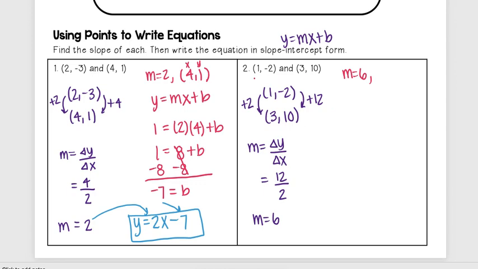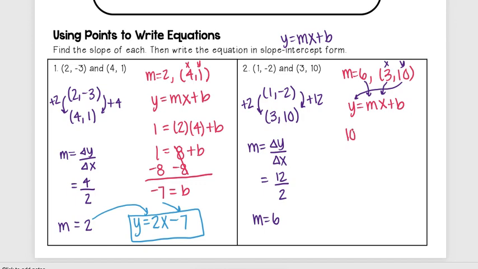Now I'm going to choose one of these points. It doesn't really matter which one you choose. I'm going to choose (3, 10), though you can do the one with -2 as well. Now I'm going to plug all of this into y equals mx plus b. This point means that x is 3 and y is 10. So I'm going to plug in 3 for x, 10 for y, and 6 for m.